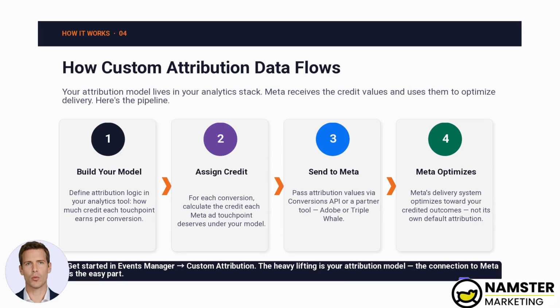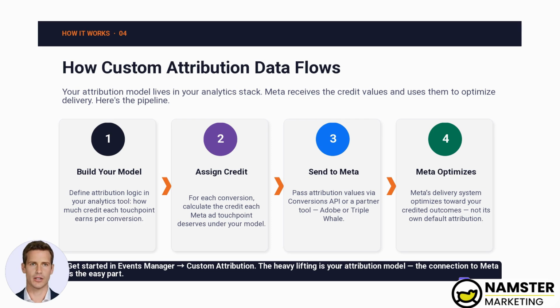How does this data flow work in practice? The pipeline follows a four-step process. First, you build your model within your own analytics stack, defining how much credit each touchpoint earns per conversion. Second, for every conversion, you calculate that specific credit value based on your custom logic. Third, you send this data to Meta via the Conversions API or partners like Triple Whale or Adobe. Finally, Meta's delivery system receives these values and optimizes toward your credited outcomes rather than its own default metrics.